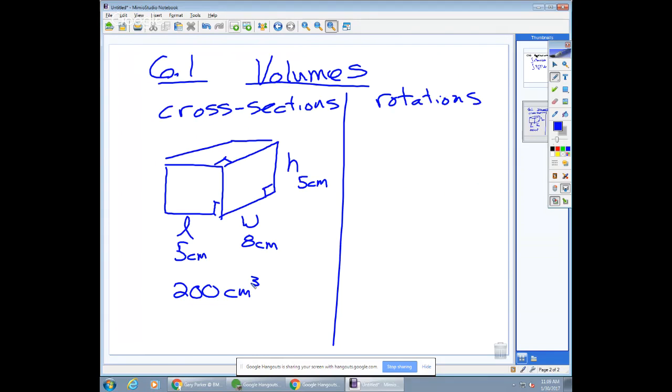Something to think about in terms of cross sections. If we take a cross section of this box parallel to the base, so we cut through with a plane, what will we find about that cross section if a plane cuts through the box? And again, my cross section is parallel to the base.